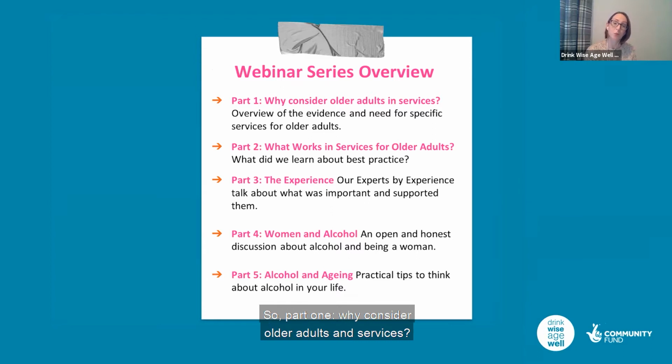So part 1, why consider older adults in services? This section will provide an overview of the evidence and need for specific services for older adults. Part 2, what works in services for older adults? This will have a look at what we did learn about best practice. Part 3, the experience. So this will give us the chance to hear from our experts by experience, talk about what was important and supported them.